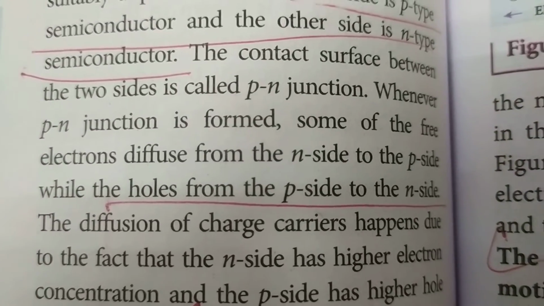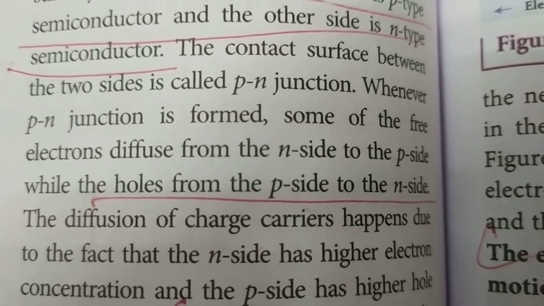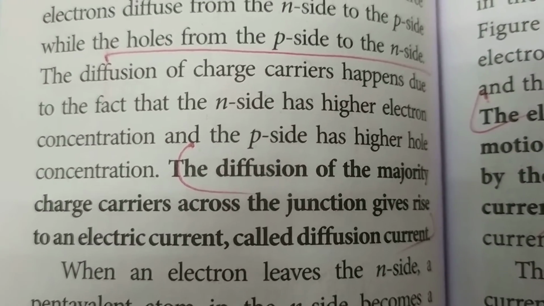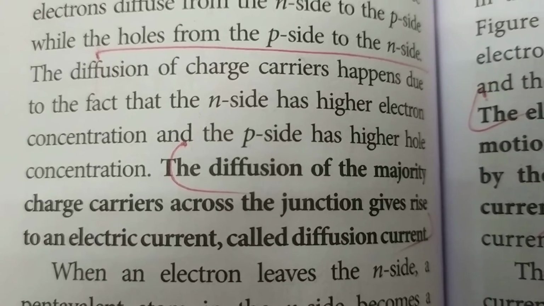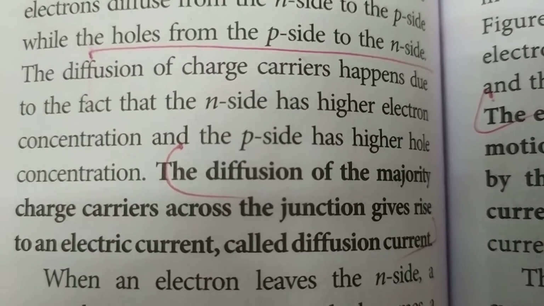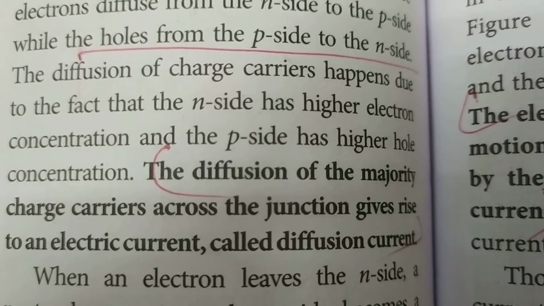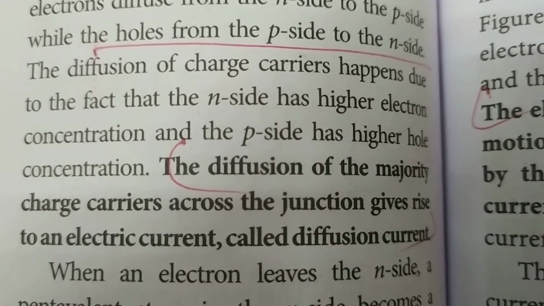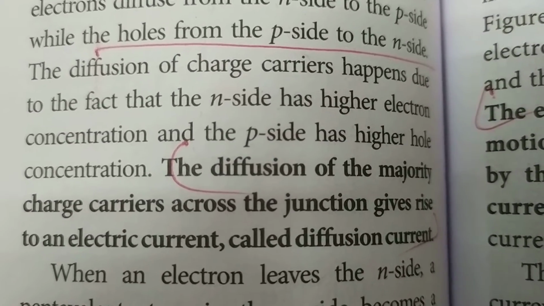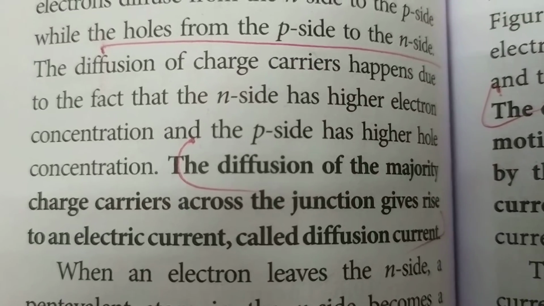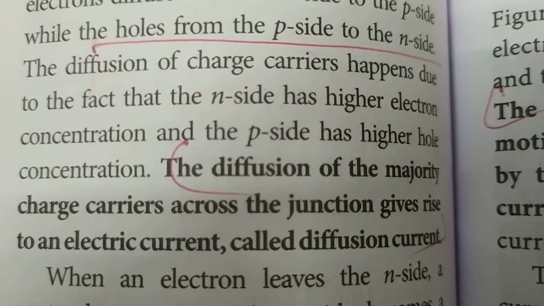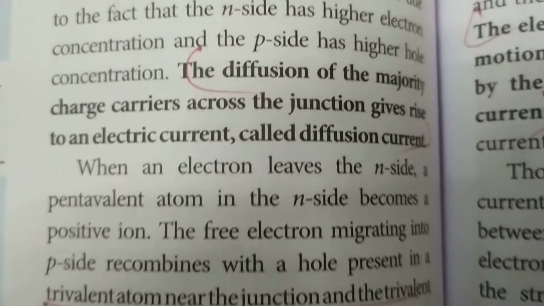The electrons will diffuse from the n side to the p side, and the holes will diffuse from the p side to the n side. This diffusion of majority carriers across the junction gives rise to an electric current called diffusion current. Diffusion means the passage of majority charge carriers. Majority charge carriers means in the n type the electrons are the majority charge carriers, and in the p type the holes are. They pass across the junction, and this gives rise to a current called diffusion current.